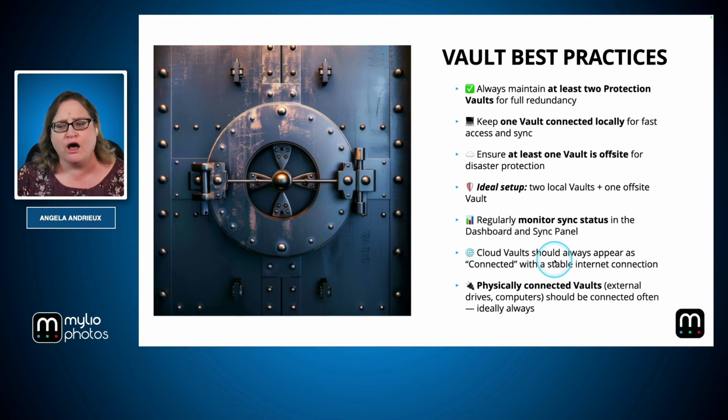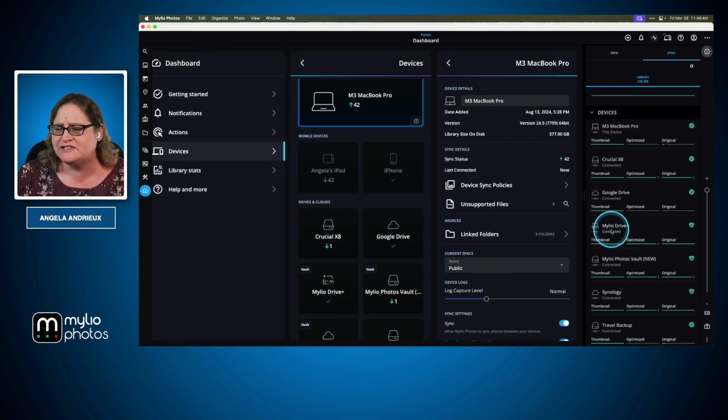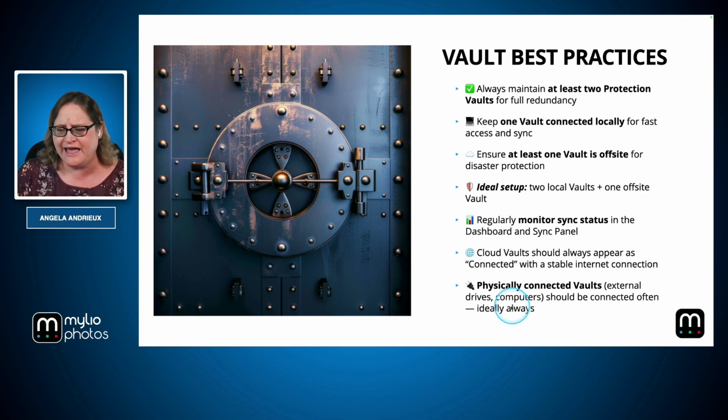Cloud Vaults will always show as connected with a stable internet connection. So as long as you're on the internet, you should be able to see that, like for instance, your Mylio Drive Plus, that shows as connected. My Google Drive shows as connected. If there's data being transferred, you'll see a little icon here change and it'll show you the speeds at which things are moving. All right, and then your physically connected vaults should be connected as much as possible.